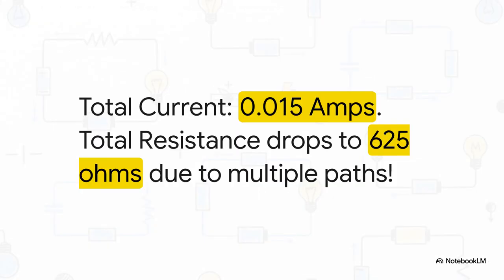So the crucial point here is what happens when we sum it all up. Summing those individual currents gives a total draw of 0.015 amps leaving the source. And here is the truly mind-blowing part. The total resistance of this entire circuit comes out to just 625 ohms. Think about that for a second. Even with a massive 10,000 ohm roadblock sitting on one branch, just the availability of easier alternative paths reduces the overall friction of the system to a number well below the value of the absolute smallest resistor. Multiple paths fundamentally reduce systemic resistance.